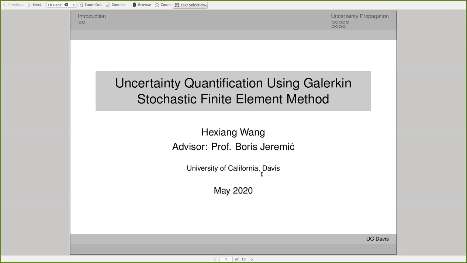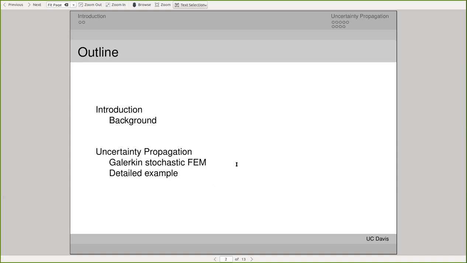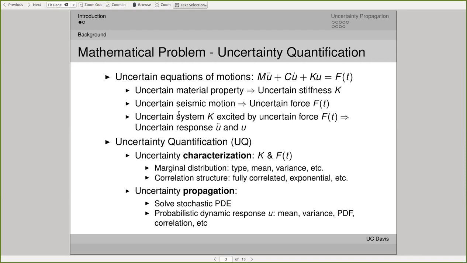So today we're going to continue to talk about the uncertainty quantification using Galerkin's stochastic finite element method. And this is the outline of our talk. So again, we're going to start with the introduction of the background of this uncertainty quantification. As we mentioned before, now we have uncertain system equations, where we have the uncertain stiffness on the left-hand side, and also we have an uncertain forcing term on the right-hand side. And the whole system will give you uncertain displacement, velocity, and acceleration.